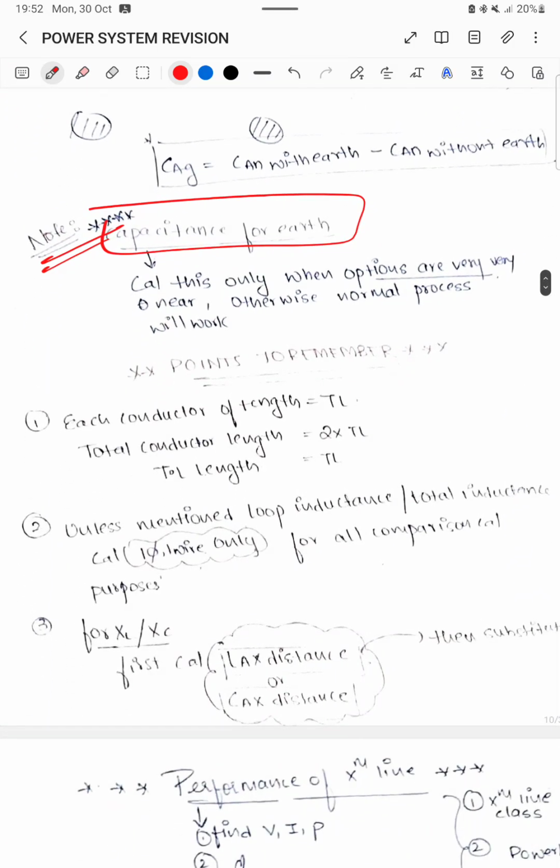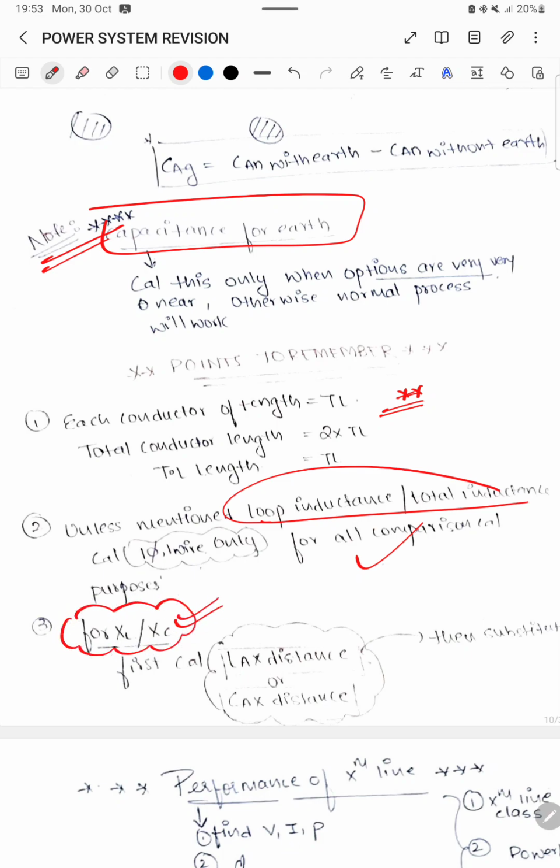So points to remember we have already seen. We need to take care whether, for total loop inductance calculation, the length of each conductor is given, the length of transmission line is given, or the length of total conductor is given. And we have also seen, unless mentioned total inductance or loop inductance, we will always use single phase single wire cases only.